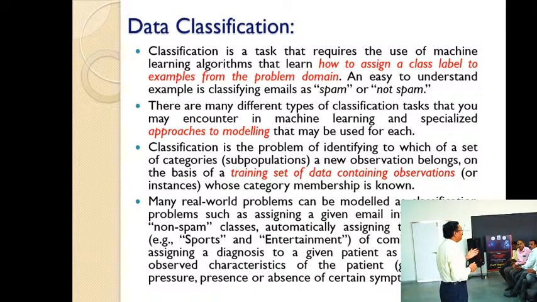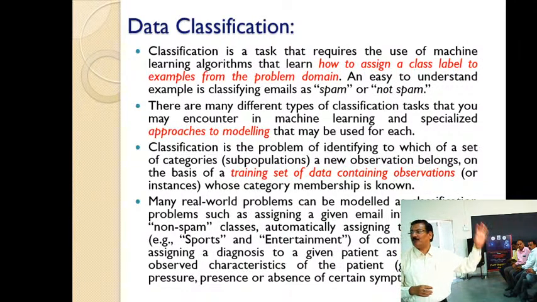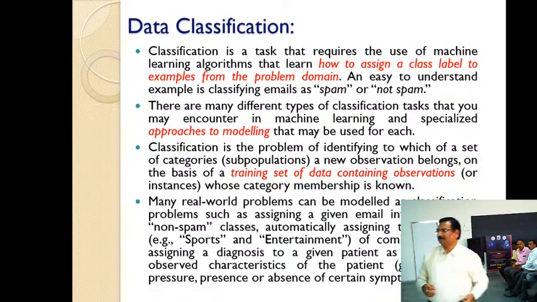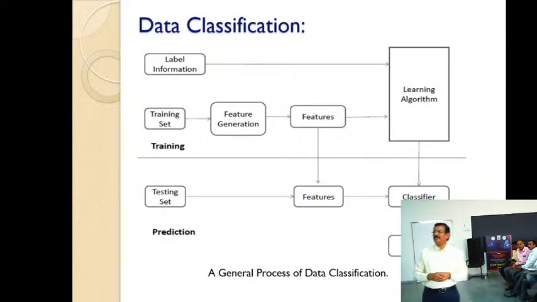So you have to make a label, a class label. Based on that, you can make a classification of the data. Now, there are many different types of classification tasks that you may encounter in machine learning, and specialized approaches to modeling that may be used. So you go for this. Now this is just a data classification.